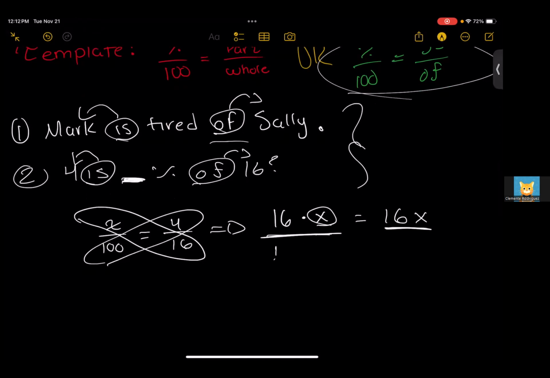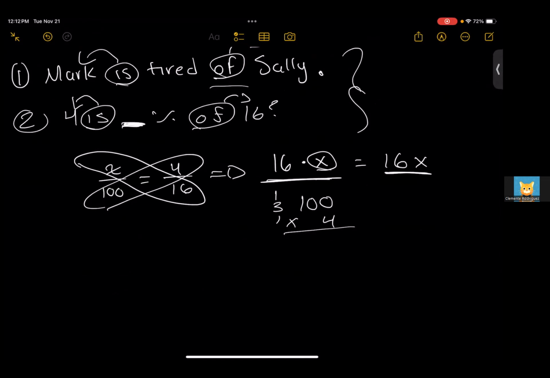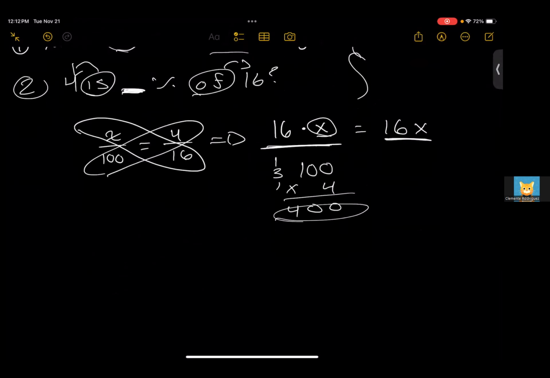We also have 100 times 4. What is 100 times 4? Well, any number times 0 is going to be 0, and 1 times 4 is 4, so 100 times 4 is 400. And don't forget, we have an equal sign here. So let's put them together, shall we? We have 16x equals 400.